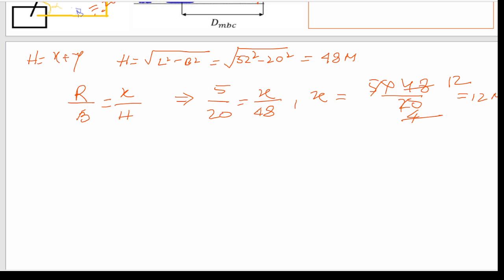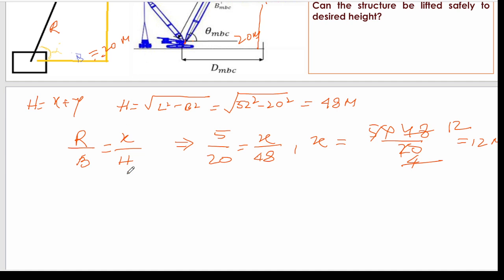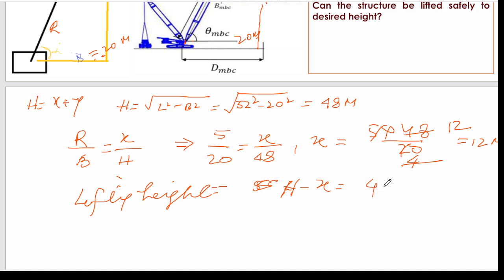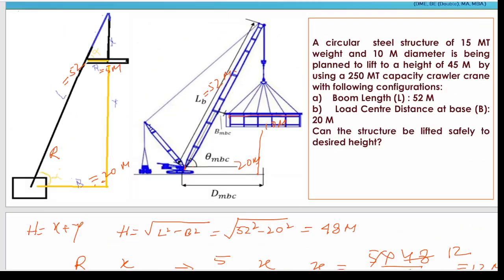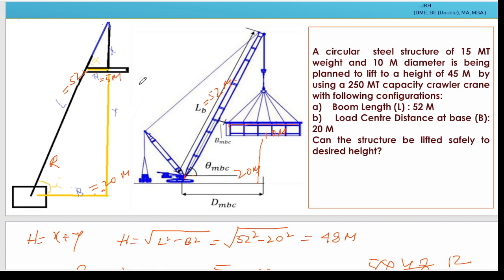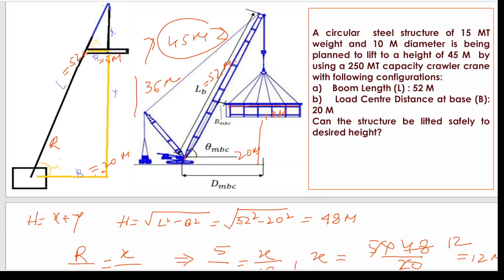But you have to lift the distance Y. So how much can you lift? The lifting height is the total height minus X, that is 48 minus 12, which is 36. Maximum 36 meter you can lift with this dimension. Thereafter it will touch the boom. Here it is touching the boom. So this distance is maximum 36 meter, but you need to lift up to 45 meter. How can you lift? You cannot lift. It will touch the boom.